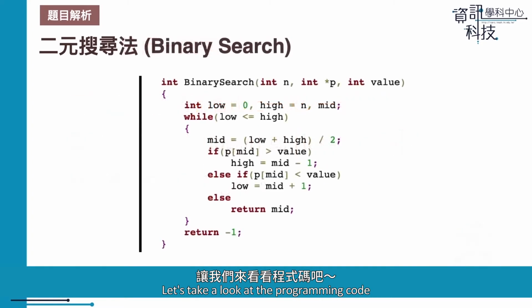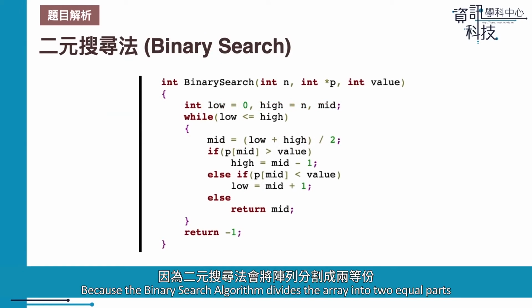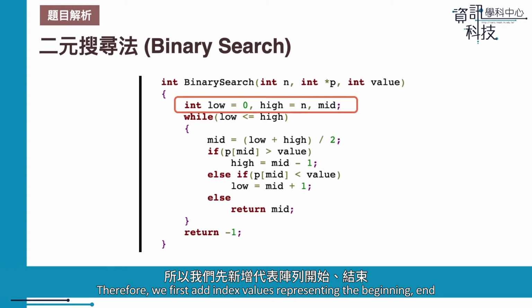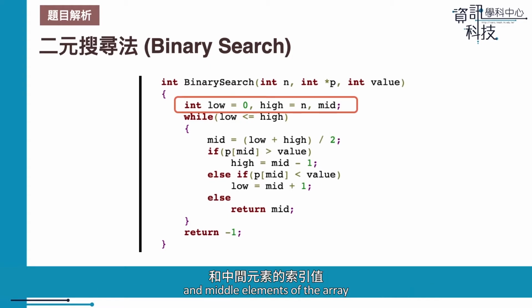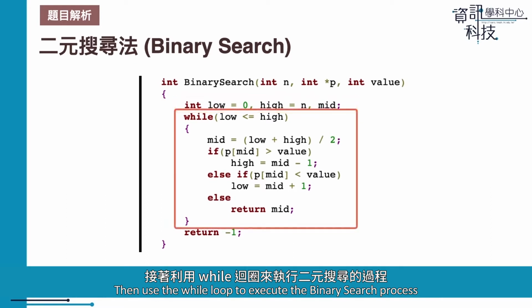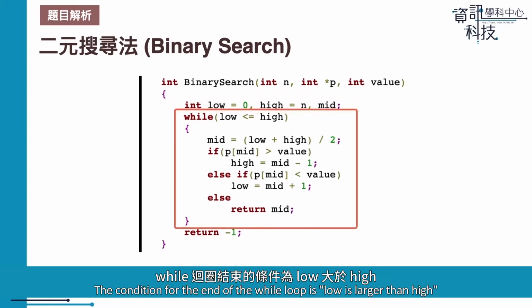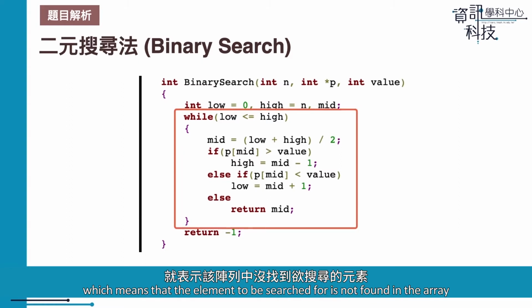Let's take a look at the programming code. Because the binary search algorithm divides the array into two equal parts, we first add index values representing the beginning, end, and middle elements of the array. Then use the while loop to execute the binary search process. The condition for the end of the while loop is low is larger than high, which means that the element to be searched for is not found in the array.